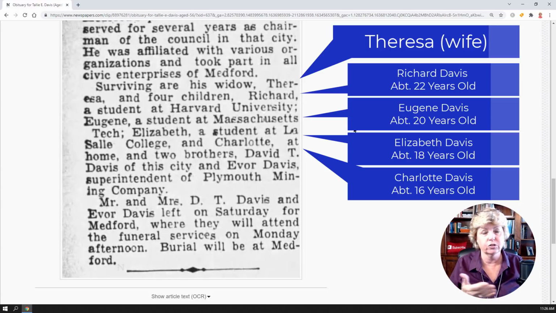Now, you know, Charlotte could have come along much later. She could be 9 years old for all we know. But it gives us an estimated birth range for all of those children. So if we look at that, then Richard would be born at about 1918. How did I figure that out?